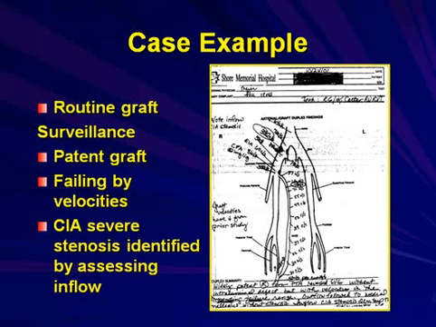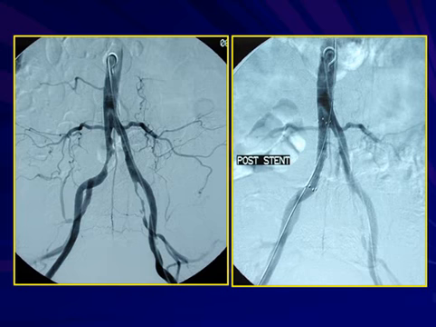So we just went up and followed, because this was at the anastomosis at the common femoral artery. We went on up until we found the problem, which was located in the very proximal portion of the common iliac, a very severe stenosis, over 330 centimeters per second. And this was then addressed. You can see the lesion here on angiogram. And this was addressed with a stent.